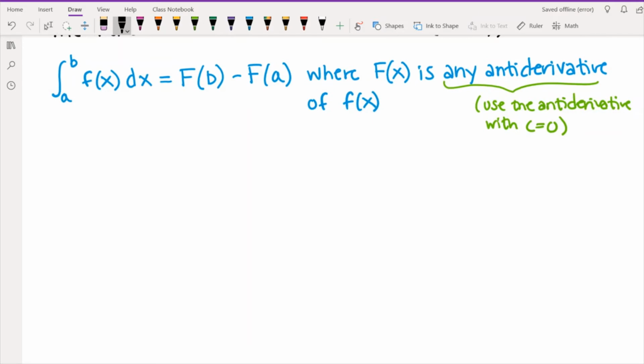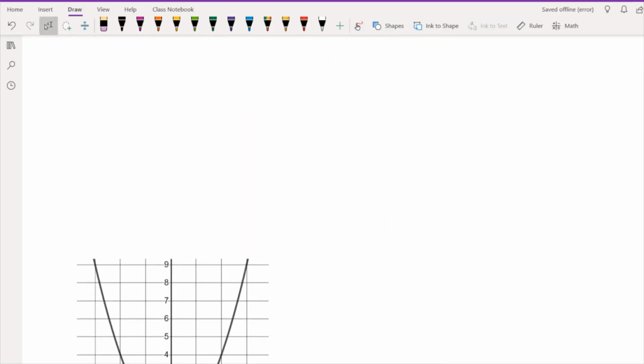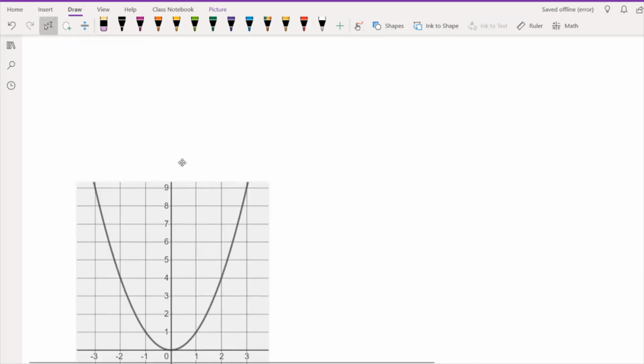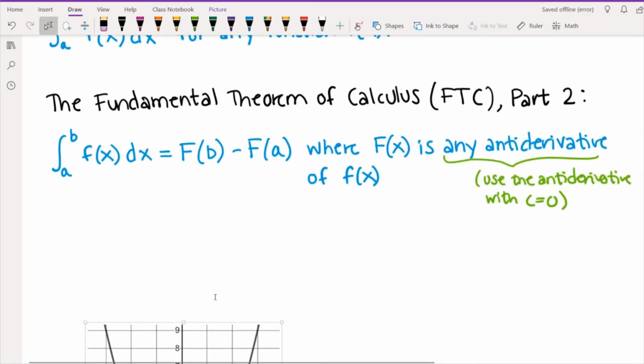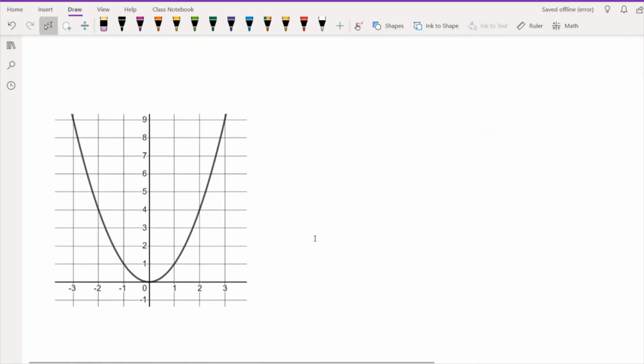Okay, so the first example I want to look at is the integral from 0 to 3 of x squared dx. When you're evaluating integrals now, you don't need a graph, because all you have to do is find the antiderivative and plug numbers in. I'm just pulling up the graph because I want to make sure that you're still connecting it to this idea of area. So the first example is the integral from 0 to 3 of x squared dx.